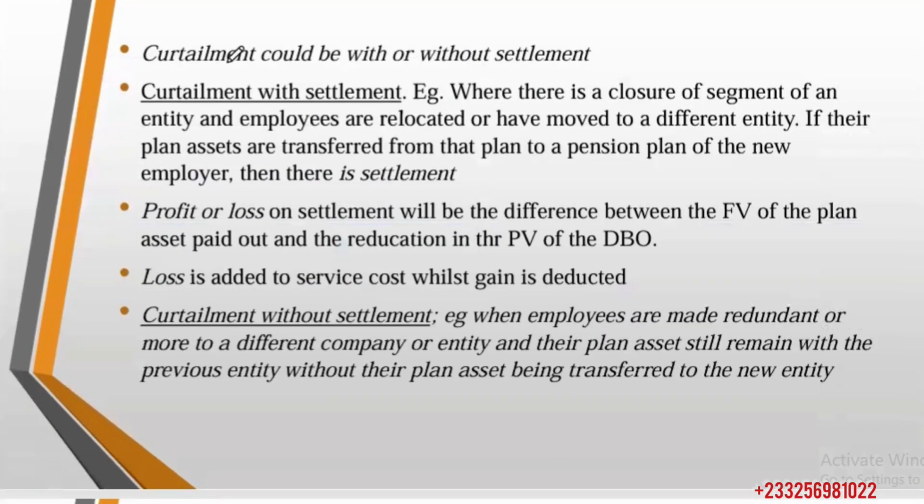So here it says curtailment could be with or without settlement. So now you are reducing the number of employees covered by your plan, either by termination or redundancy. You are firing them, or there's been a closure of a business, and therefore they are moving elsewhere. Either they are moving to a new company or new entity, or they are just leaving your place for good, right? So curtailment could be with or without settlement. What do we mean by curtailment with settlement?